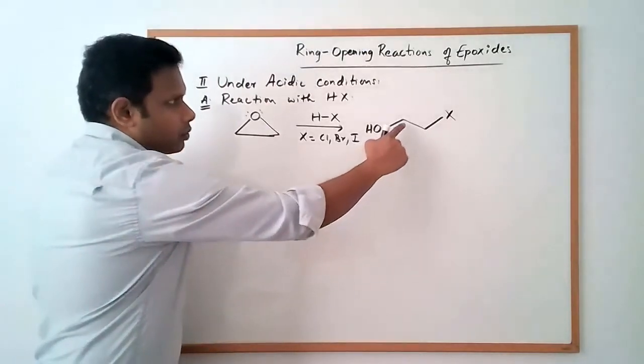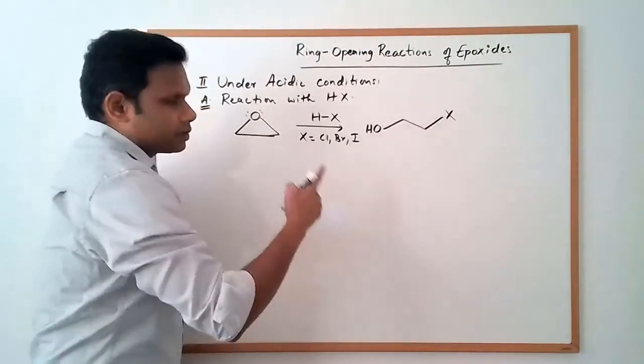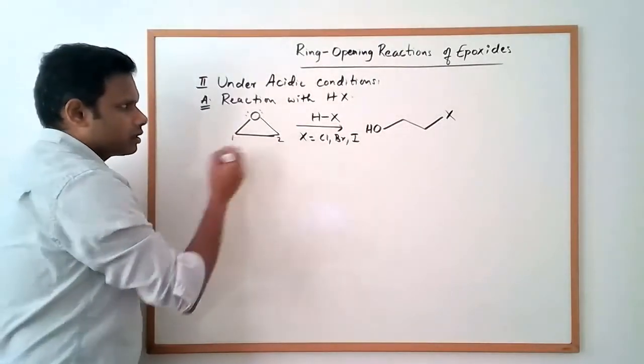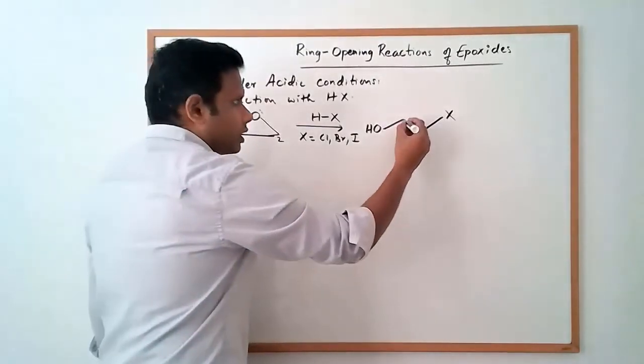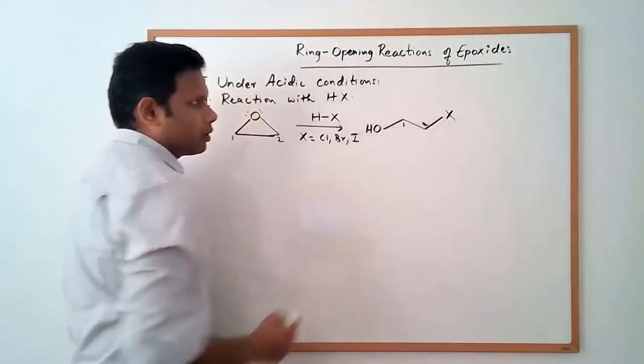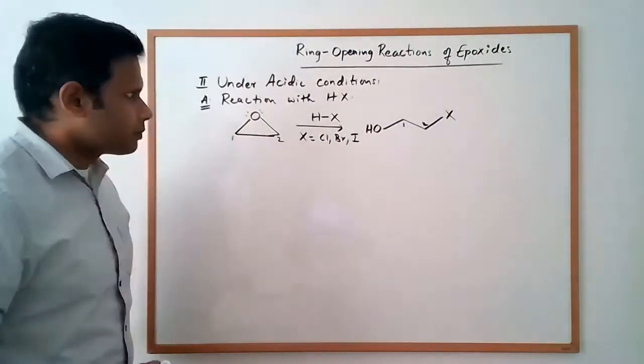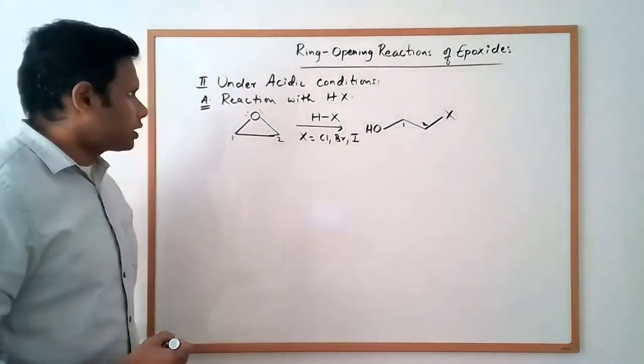and again, notice how these two functional groups are separated by two carbon atoms. That's because we have the two carbon atoms here. So those two carbon atoms are also there in the product, and the two functional groups are separated by two carbon atoms. So what's the mechanism of this reaction?